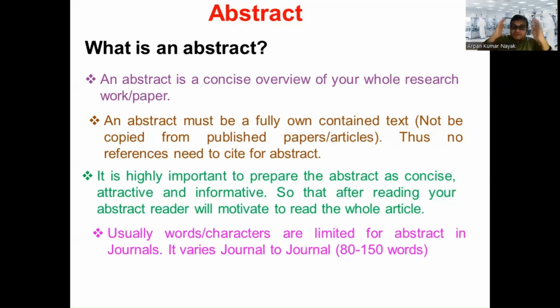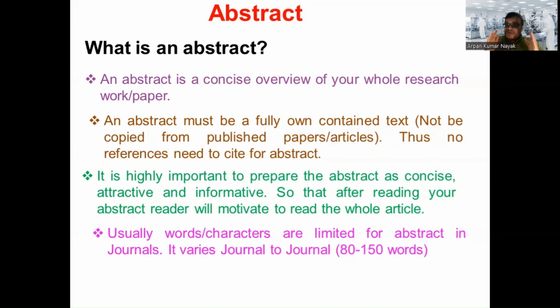And why do we want it concise, particularly in this case? Generally, when we have to submit our manuscript or article to any journal, it varies from journal to journal, but there will be a limitation of words or characters for the abstract. Basically, it varies from 80 to 150 words. So the abstract should be concise. So within this word limit, we have to restrict our abstract. That's why we have to be careful.